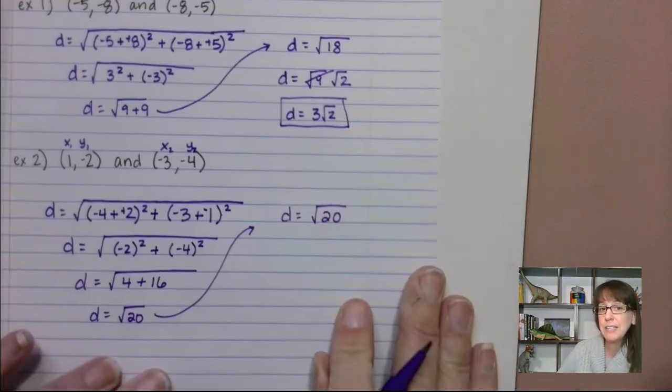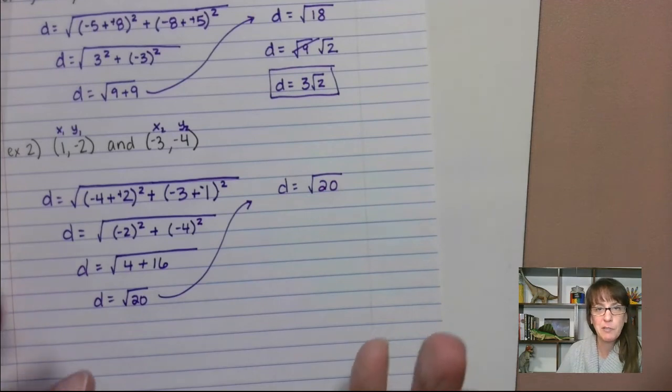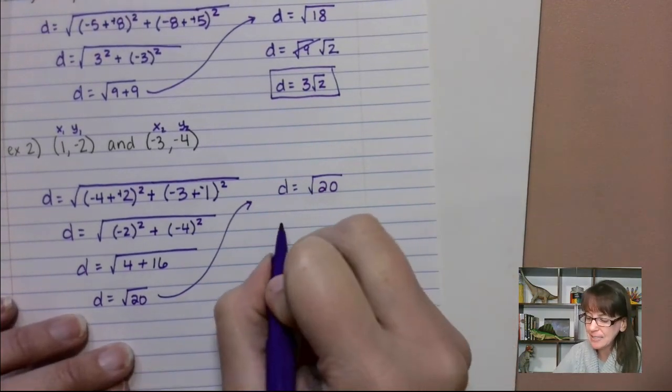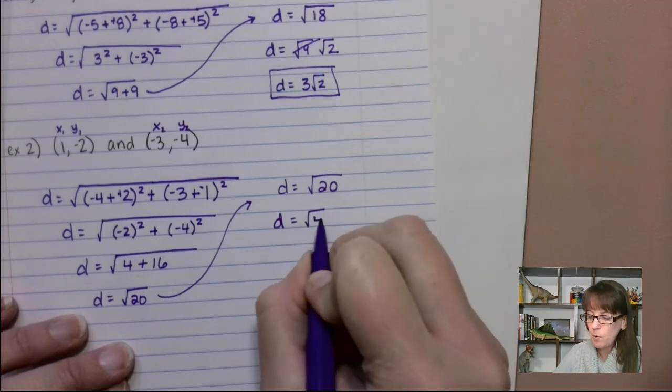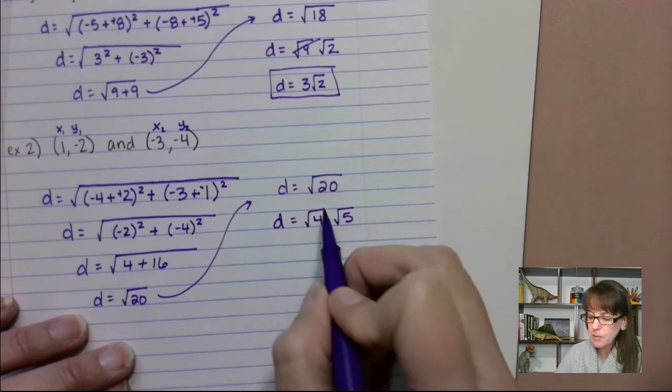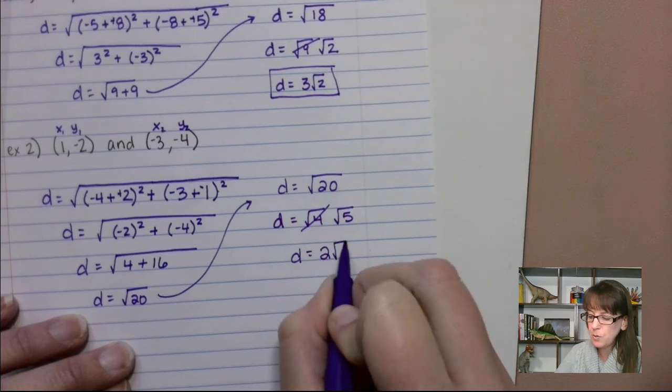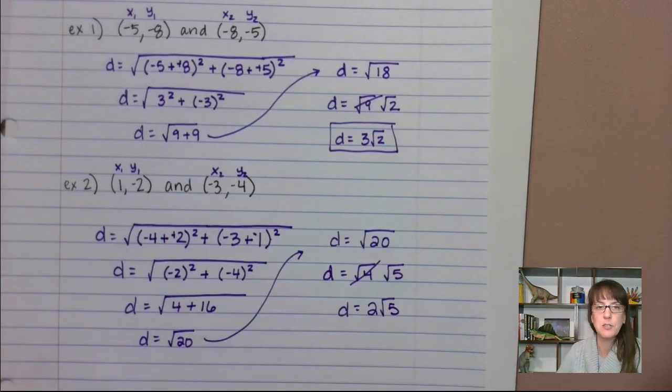That is not your final answer, because you always want to ask yourself, hey, can I simplify this further? And we do have a perfect square hidden in here, and that is 4. √4 times √5. The square root of 4 is 2. So we have our distance is 2√5 between these 2 points.